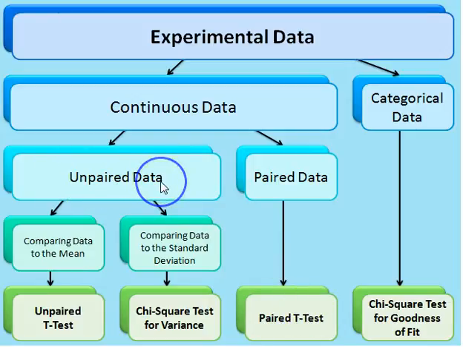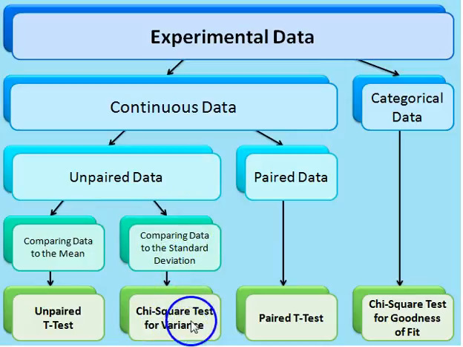And then if it's unpaired, where it's different tests for different groups that are under comparison, and then you want to compare the data to the mean, right? So you use the unpaired test. And if you're comparing data to the standard deviation, then you use the chi-square test for variance.